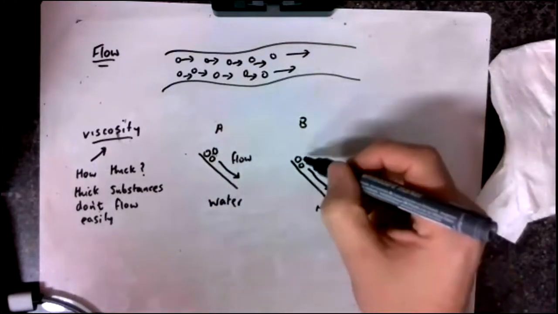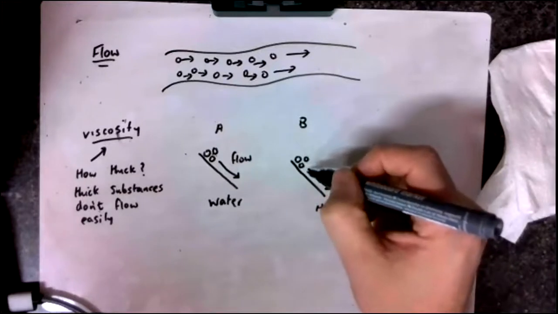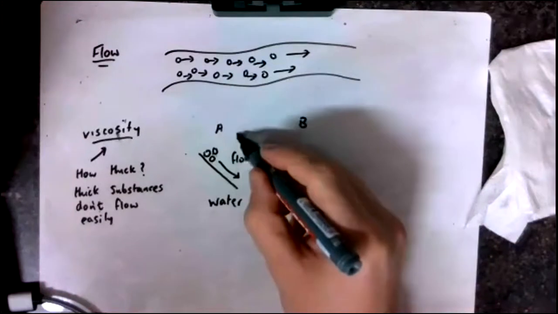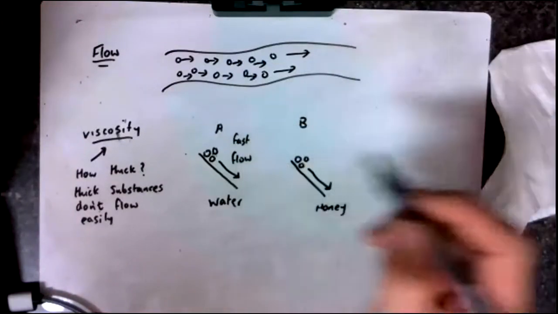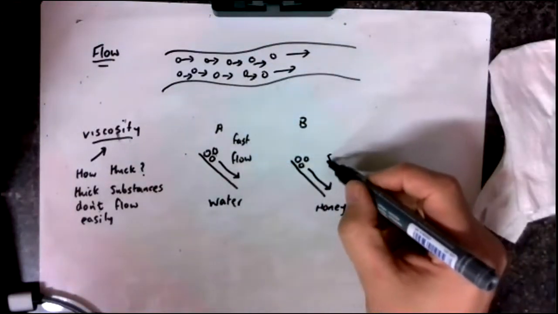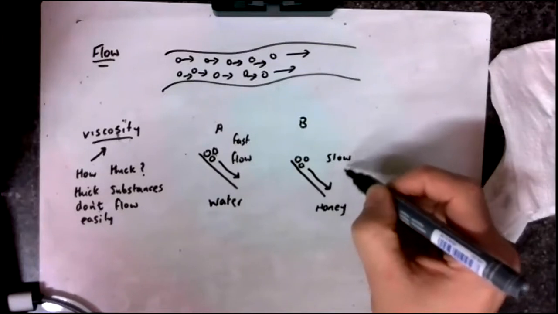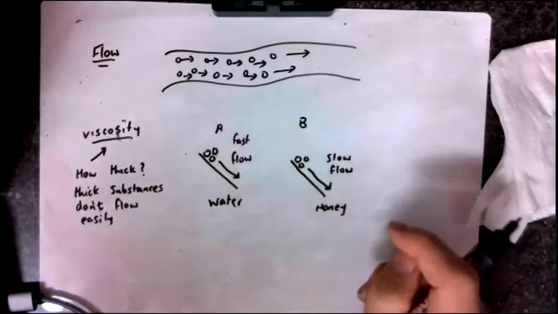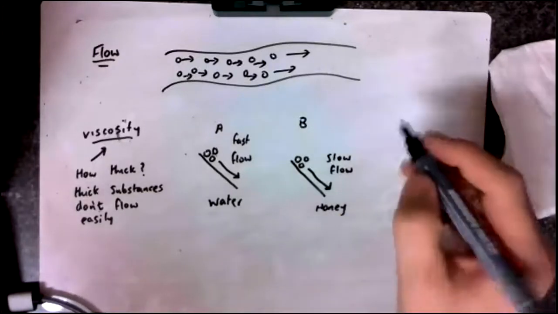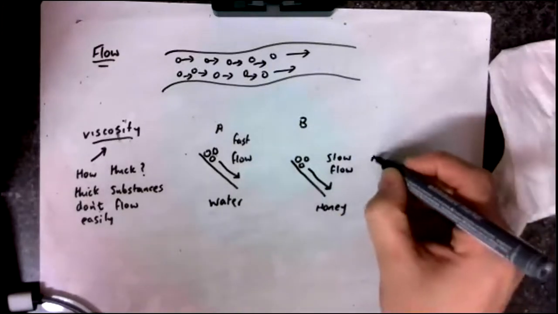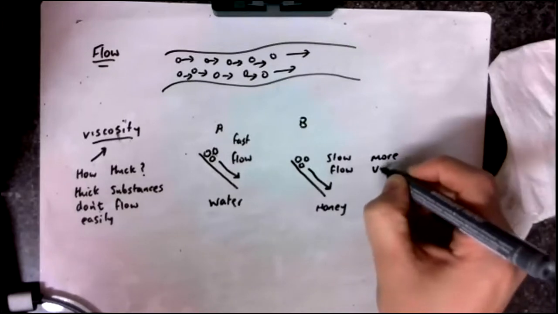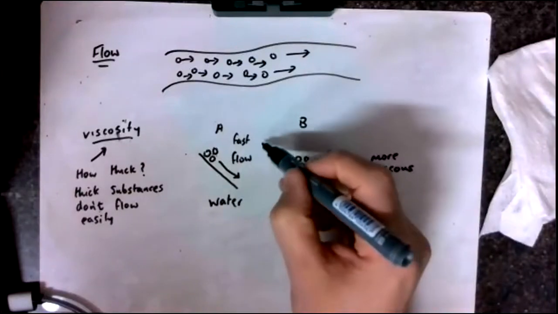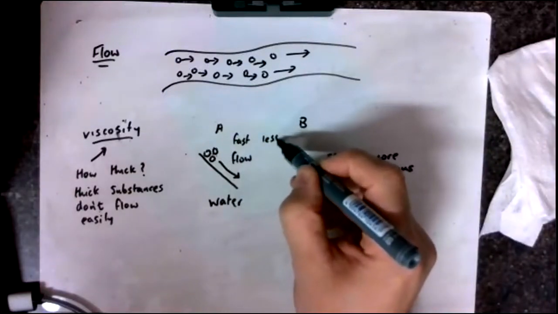The honey particles, though, they will eventually get to the bottom. They will eventually flow. Okay, so we call this water is a fast flow. We would say then that the honey is a slow flow. So the particles do move in that direction, but they take longer for it to happen. So we'd say that honey is more viscous because it's slower to flow, whereas water is less viscous.